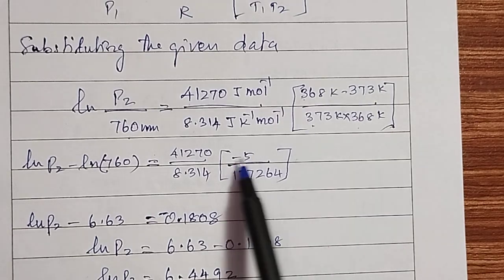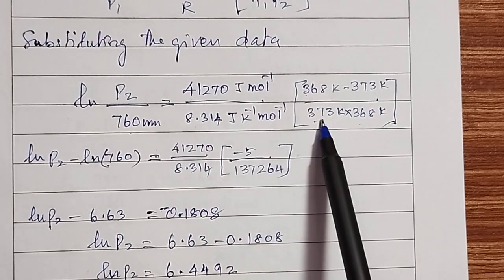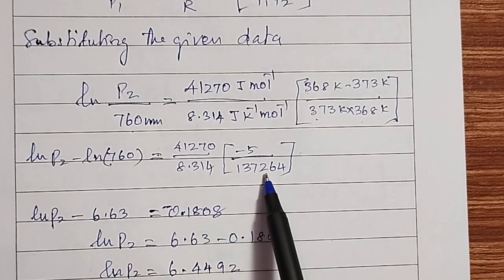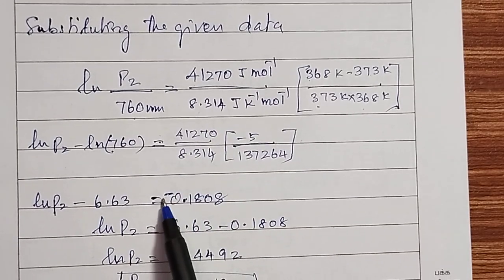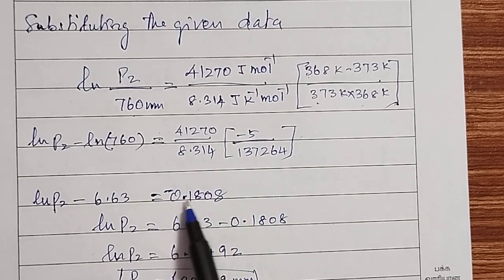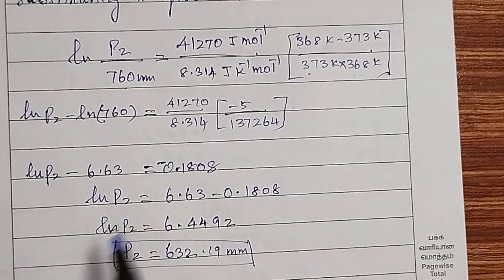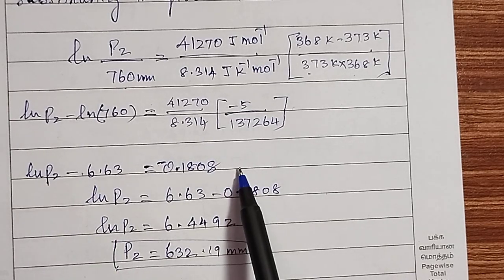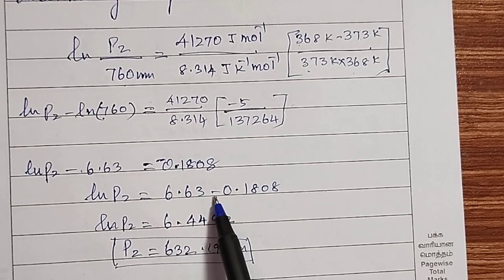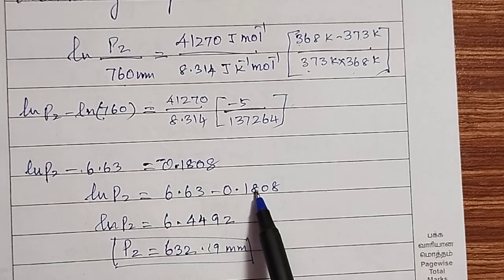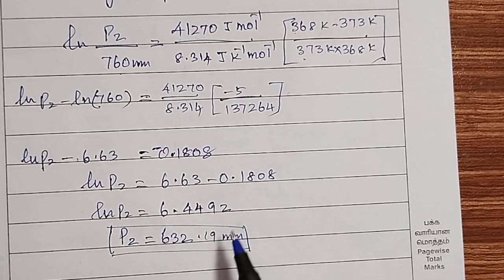When you minus this value, you get minus 5. Those things are fine. Multiplying these two, you get 137264. Solving all these values, I get minus 0.1808, and ln P2 is already here, minus. Bringing this to the other side, this will become plus, and therefore plus 6.63 and minus that already here, 0.1808, and therefore ln P2 is equal to 6.4492.